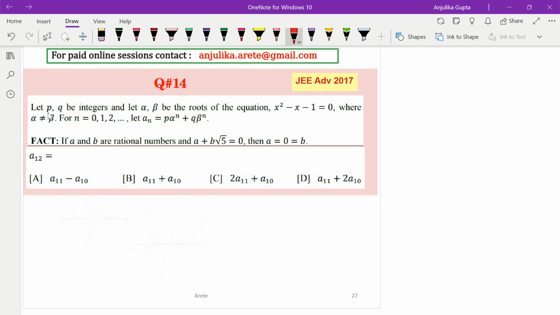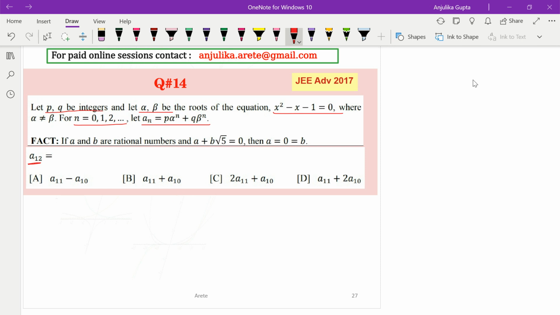Given that p and q are positive integers, alpha and beta are roots of this equation, and for n = 0, 1, 2, ... they have defined an to be this. Now, what are they asking? What is A12? And what options do we have? They want A12 in terms of A10 and A11.